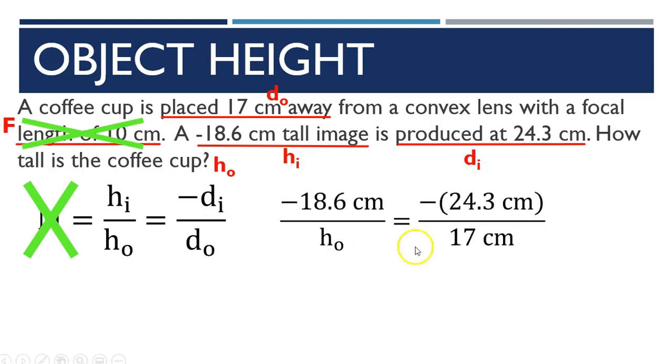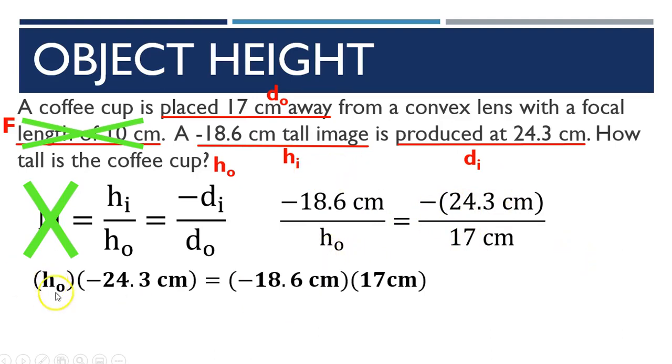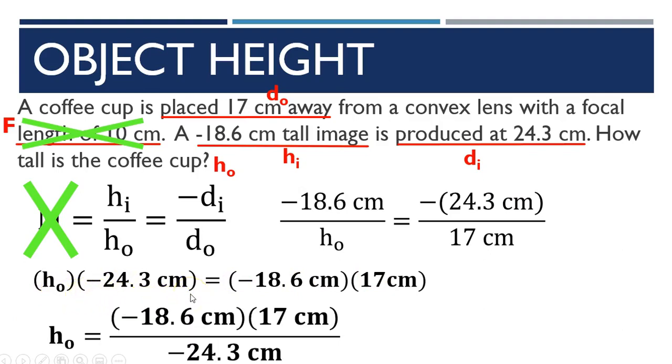So plug in what you know. HI is negative 18.6. We're looking for HO. Negative DI, negative 24.3 over DO, which is 17. Cross multiply again. HO times negative 24.3 is equal to negative 18.6 times 17. We're going to divide by this negative 24.3 to get HO by itself. Plug all that into your calculator. Be really careful about your negatives.